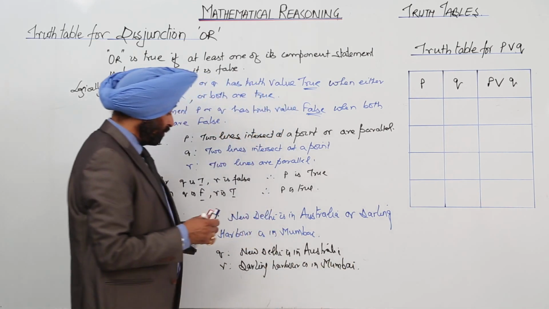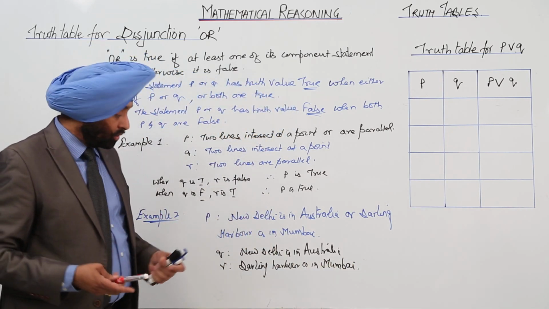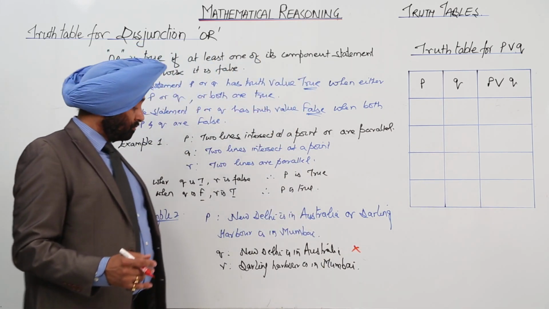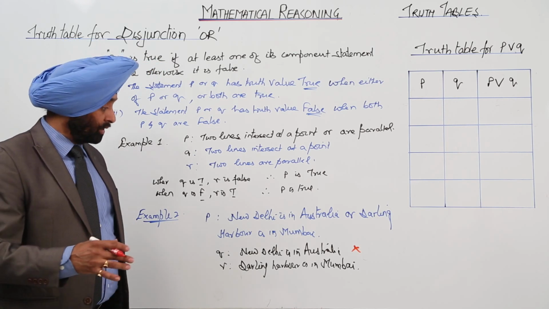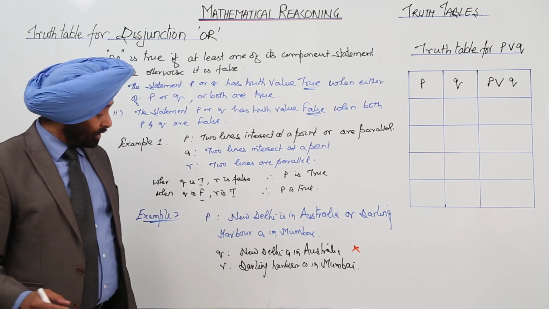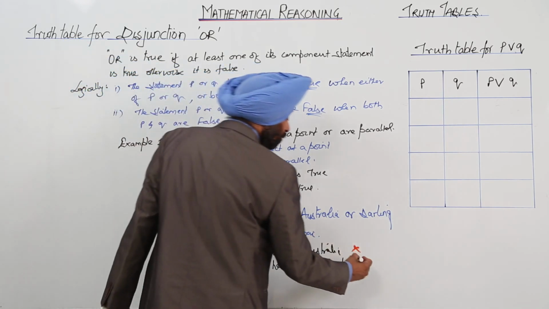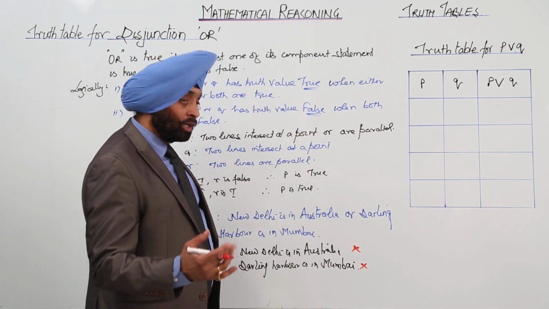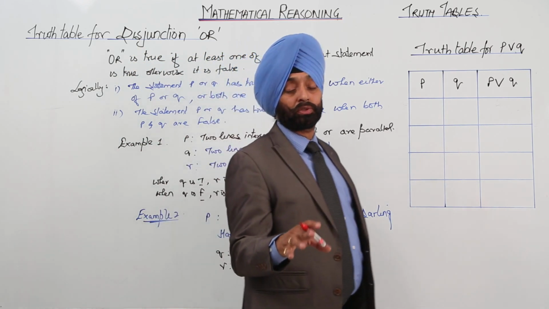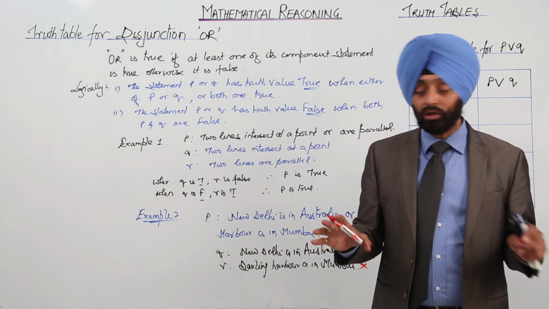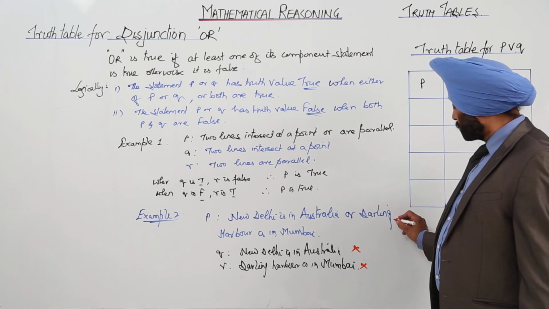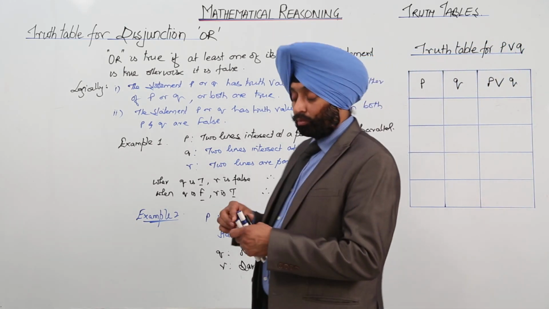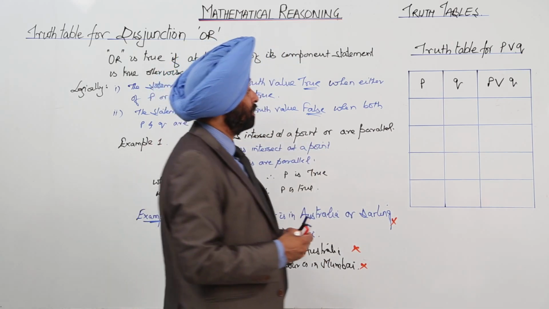Now can you tell me if New Delhi is in Australia is true? No, this is false, because New Delhi is in India, not in Australia. Darling Harbour is in Mumbai. This is also wrong, because Darling Harbour is in Australia. So both the simple statements are false, then the compound statement will also be false. So logically, how to fill the table again?